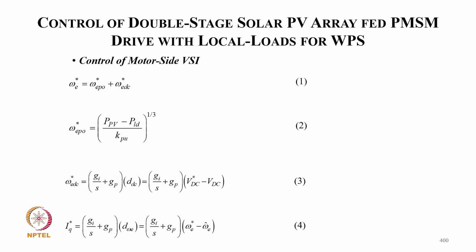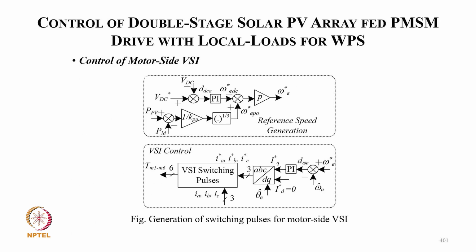And this is the control of the motor side. So we have a reference speed with two components, one decided by the PV power control, the PV power minus load power divided by the PV, cube root of that, and G_i on the error of V_DC, and I_q equal to G_i. So that gives the typical I_q corresponding to that.